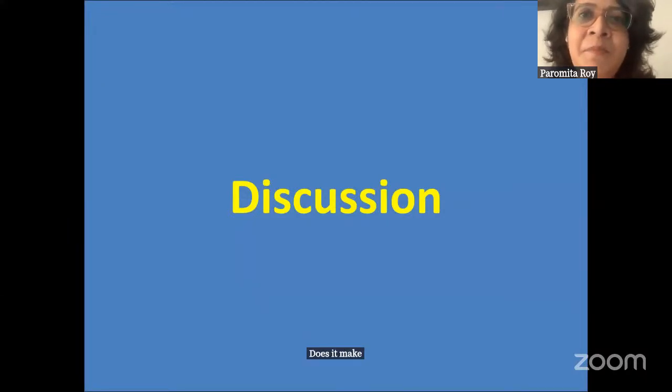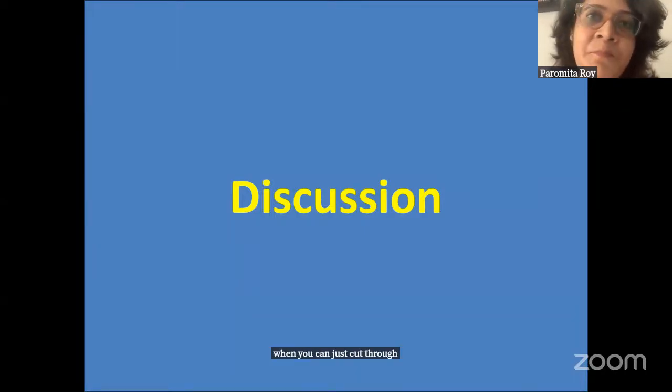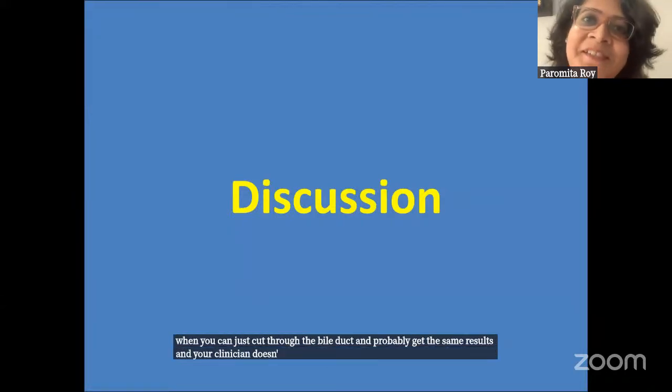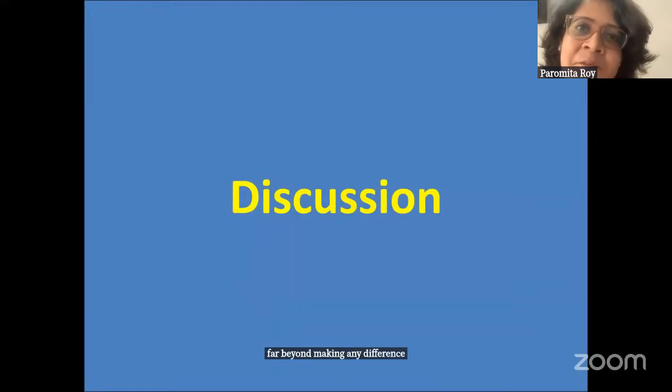Most of our cases are periampullary. Why do we follow a very difficult grossing practice when you can just cut through the bile duct and probably get the same results? And your clinician doesn't care anyway because the patient is far beyond making any difference from our pathology detailed report in a periampullary or a pancreatic adenocarcinoma case.